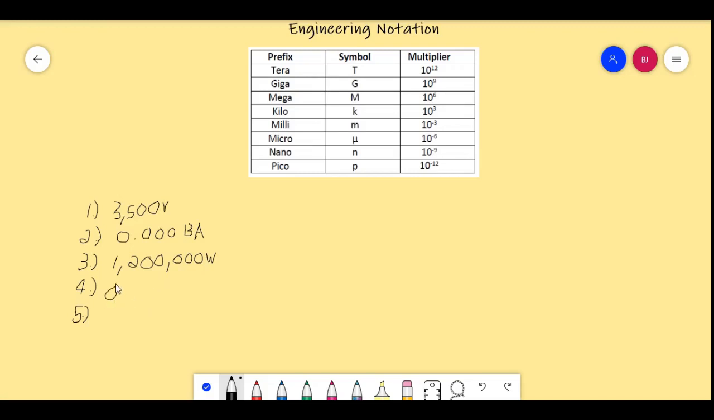Let's also have 0.15 seconds. And finally, let's have 700 bytes.